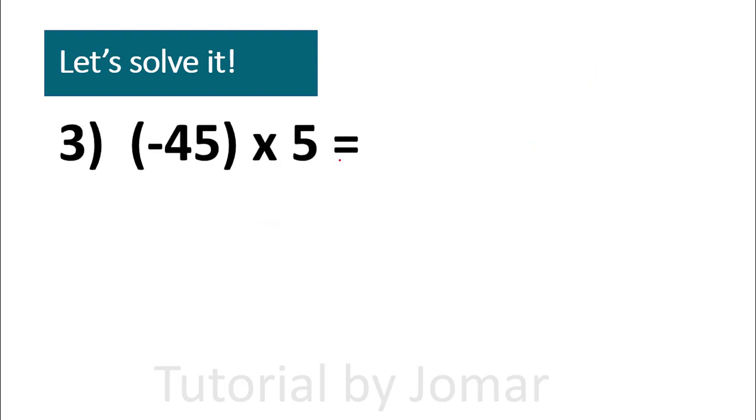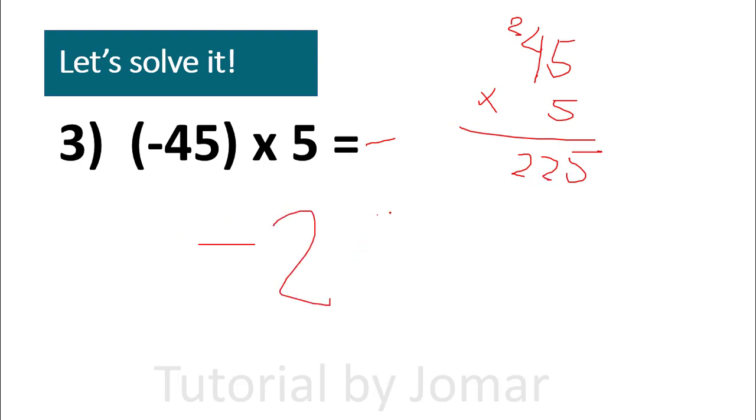Number 3 is negative 45 times 5. Since magkaiba ang sign nila, ang magiging sign ng answer natin is negative. And then, i-multiply lang natin yung 45 tsaka 5. We have 45 times 5. 5 times 5, we have 25. 5 times 4, we have 20 plus 2 is 22. So, ang answer natin is negative 225.